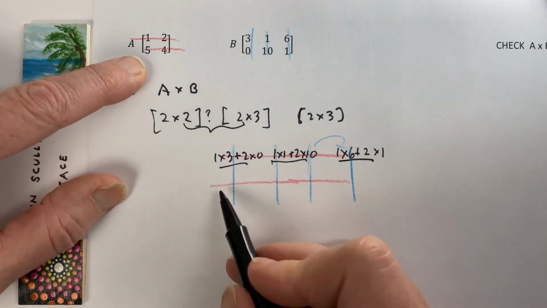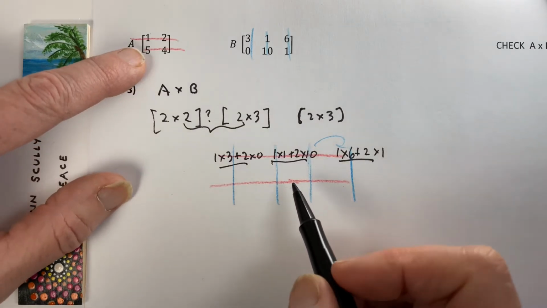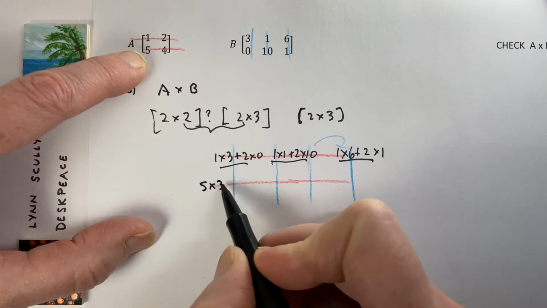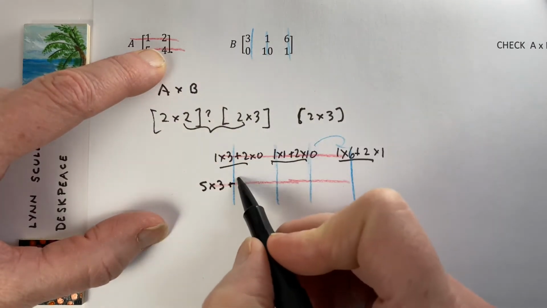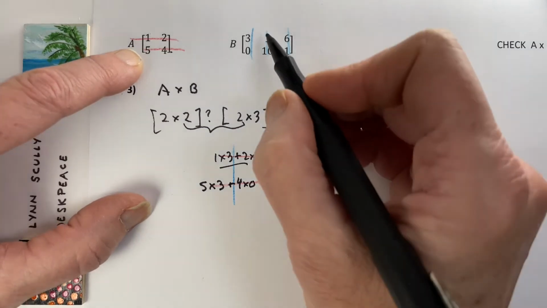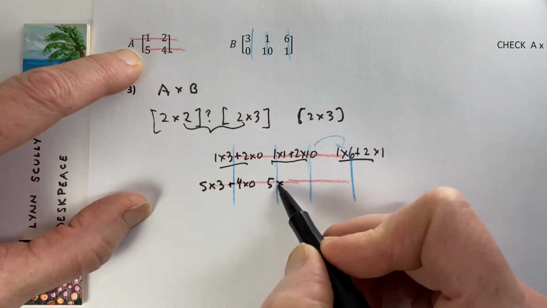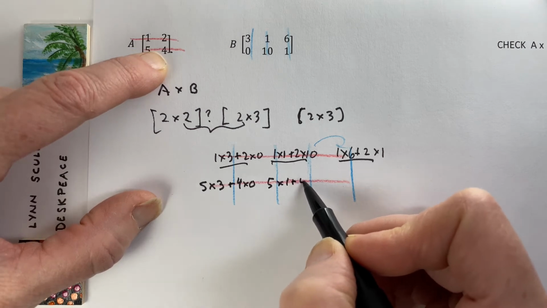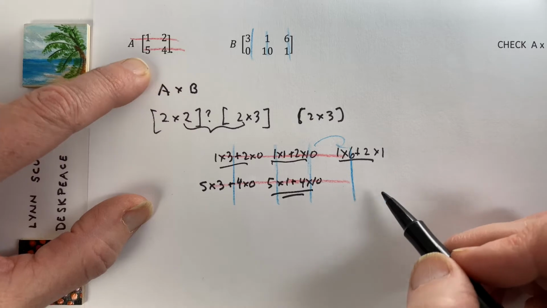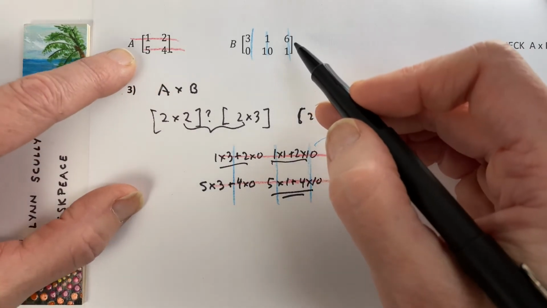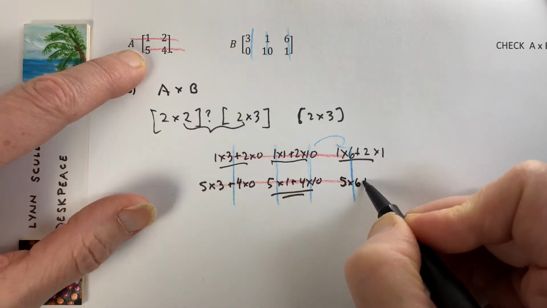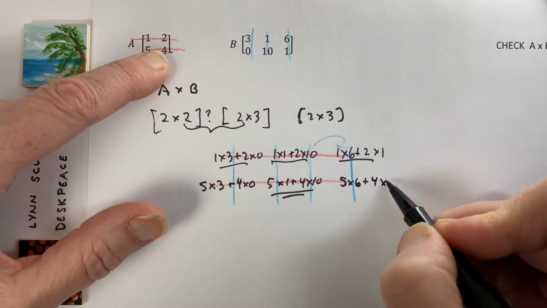Now I'm going to go down to the bottom row, and I'm back to the first column. 5 times 3 plus 4 times 0. And then back to the beginning of the row again. Next column, 5 times 1 plus 4 times 10. And this is only the second one, the second cell. And then I have to come across to the third column, still in the same row. 5 times 6 plus 4 times 1.